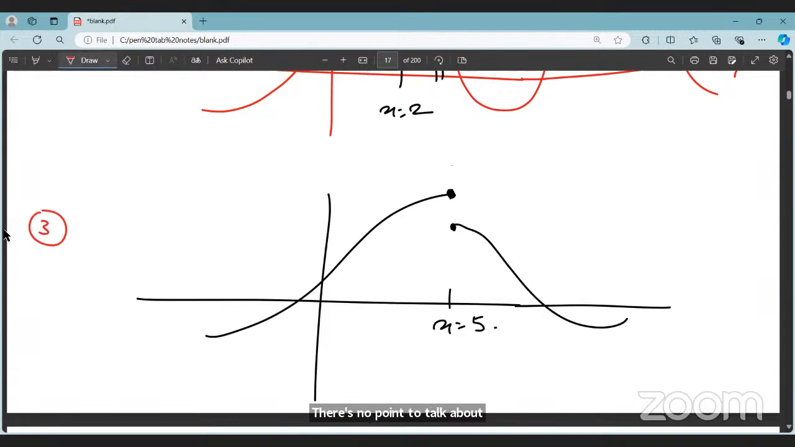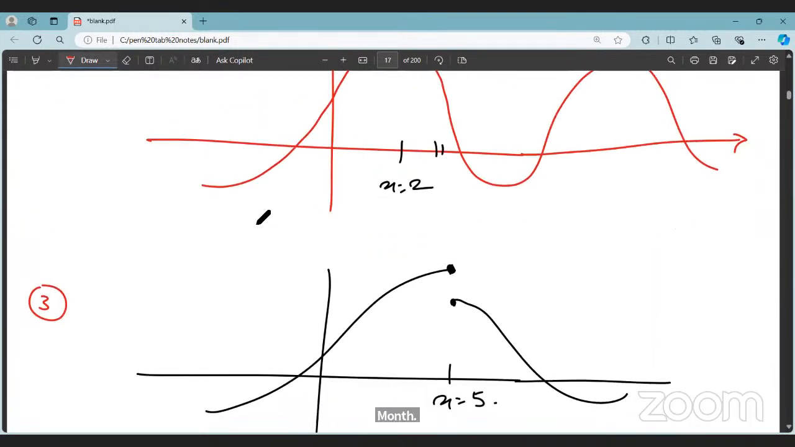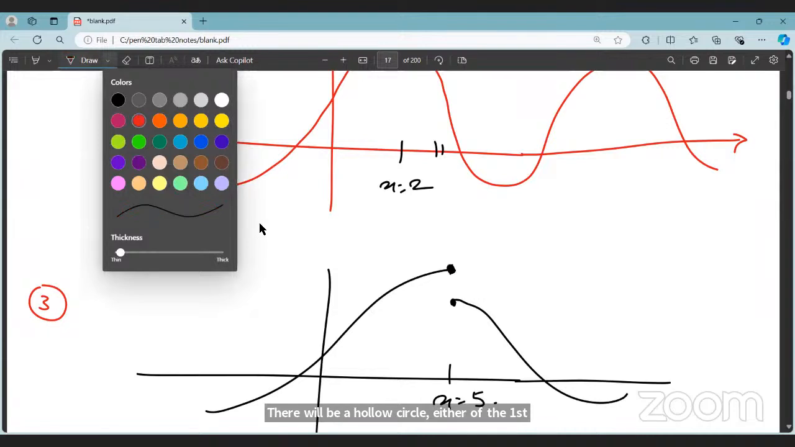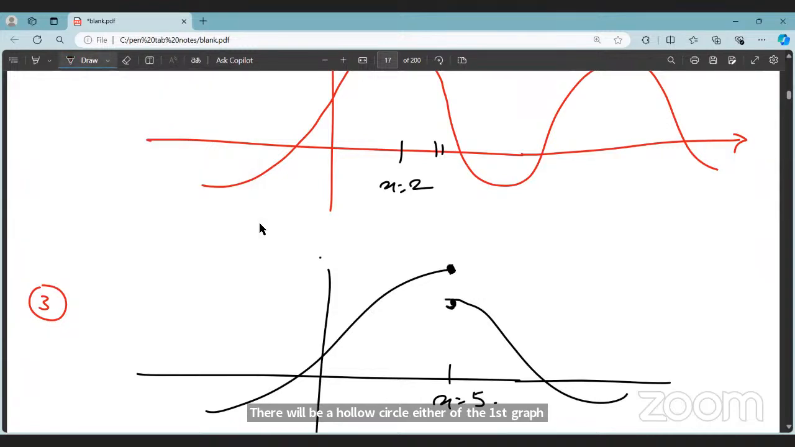Okay. These are the three cases. There will be a hollow circle either on the first graph or on the second graph. I mean, it depends on the function. Suppose this is hollow, because then the function would be different.